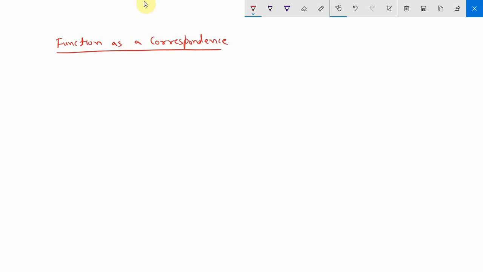Okay, so if A and B are two non-empty sets, then a function from set A to set B is a rule or correspondence which associates each element of set A to elements of set B such that all elements of set A are associated to elements in set B, and an element of set A is associated to a unique element in set B.